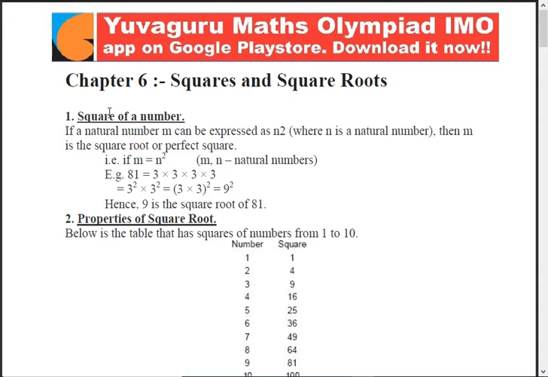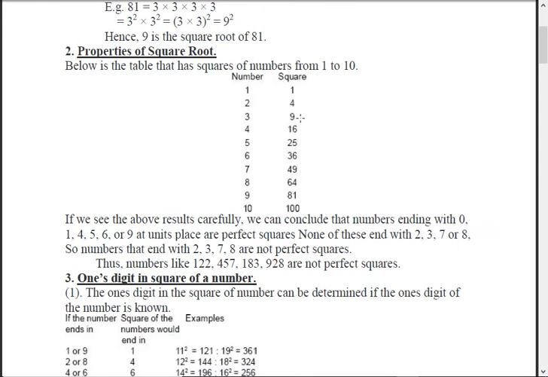Okay. Now the topic is not that simple, because it goes deep. So, square of a number. If a natural number m can be expressed as n squared, n raised to 2, then m is a perfect square. Means m can be expressed as n square. So m is a square and n is a square root. Right? 81 equals 9 into 9. So 81 is a perfect square of 9. Hence 9 is the square root of 81. Okay, move on. Quite simple one.